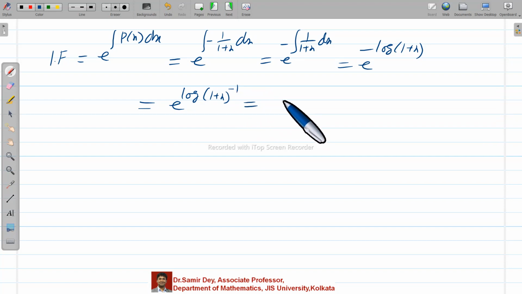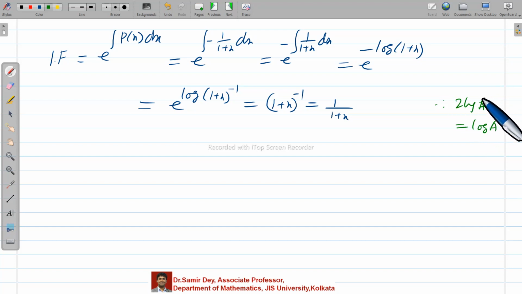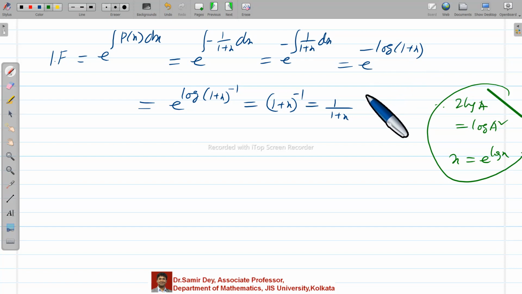So ultimately it is coming (1 plus x) whole to the power minus 1, which is equal to 1 by 1 plus x. Already you know the property, suppose 2 log a, it is coming log a square. This coefficient always comes to the power. Also you know x is equal to e to the power log x. Same thing is here: e to the power log of that expression is equal to the same expression. So these are the properties I have used here.